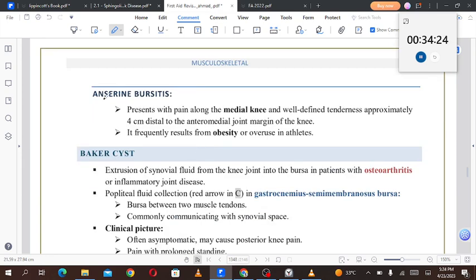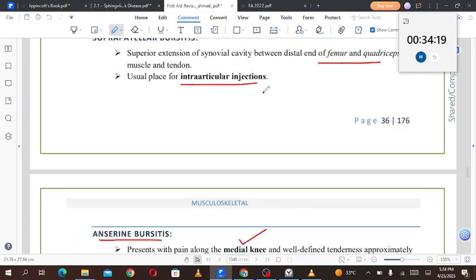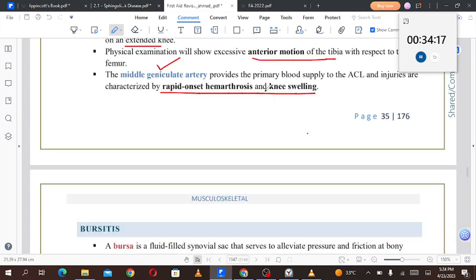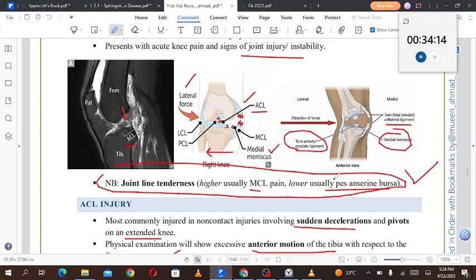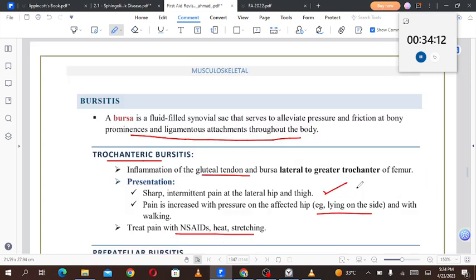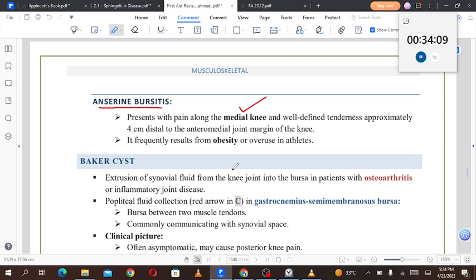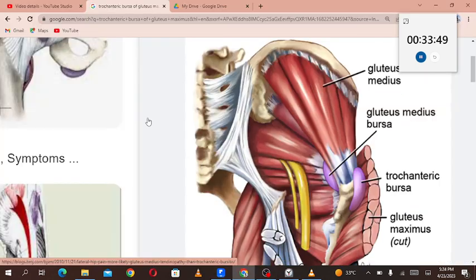Then we have anserine bursitis. It presents with pain along the medial knee, and well-defined tenderness approximately 4 cm distal to the anterior medial joint margin of the knee. This is pes anserine bursitis, which we talked about earlier. It frequently results from obesity and overuse in athletes. So obesity or overuse of the knee joint in athletes can result in anserine bursitis.